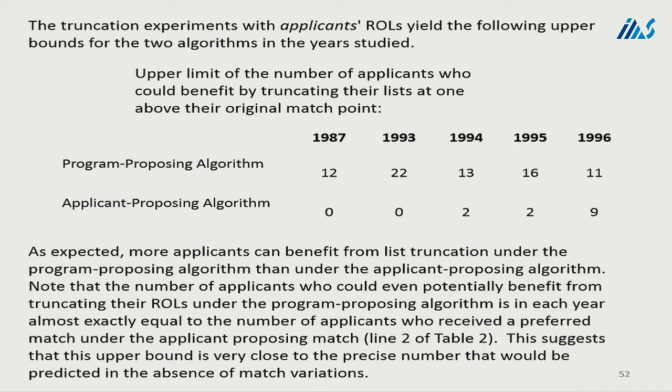If there were no couples, then some applicants could do better in the program proposing algorithm by truncating their preferences, and it's a small number here, and there wouldn't be anyone who could do better here. But instead, we see small numbers in both places and some positive numbers here.